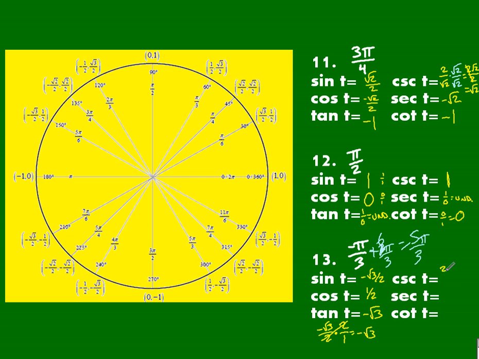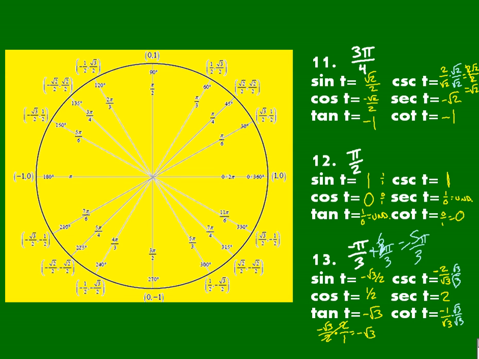Now as I flip them, 2 over the square root of 3, negative. This becomes 2 over 1, which is just 2. And this becomes negative 1 over the square root of 3. I need to rationalize the first and third ones here. So multiplying by root 3 over root 3 in both cases.